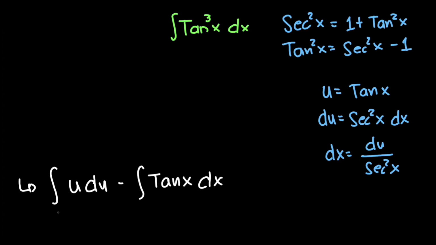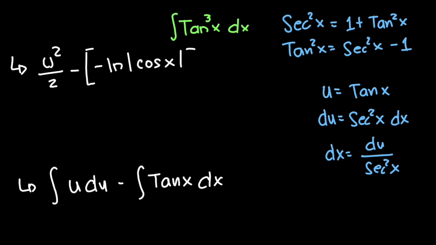So first, let's take the integral of u du. Integral of this is simply u squared over 2. This is just simple power rule. And now, the integral of tangent x dx. We already answered this earlier, so I will not resolve this. And so, the answer for this, as I answered earlier, would be equal to negative natural log the absolute value of cosine of x. And don't forget to add the constant of integration.